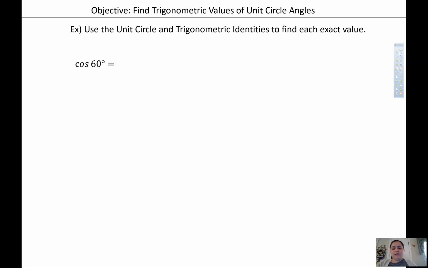So cosine of 60. Cosine is your x. So your 60 is your index finger. So x is the top one. So this is a 1/2. And this is in quadrant 1, so they're all positive. So your answer is just 1/2. Sine of 5 pi over 4.